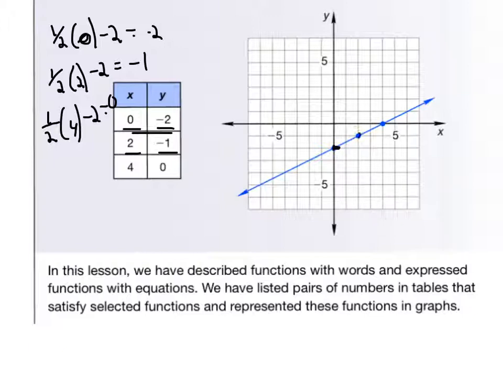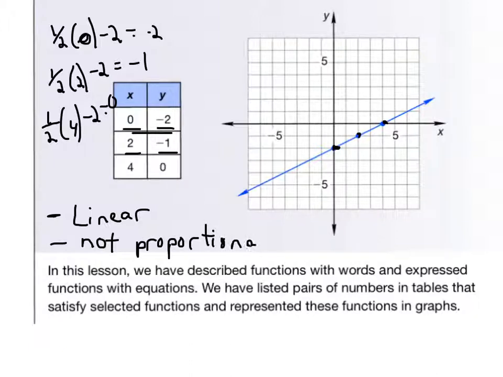So graph those points. And then tell me about this. Is this linear? Yes, it is linear. So write that down that it is linear. Is it proportional? Is this a proportional graph? It is not proportional. And why? Because it does not go through the origin.